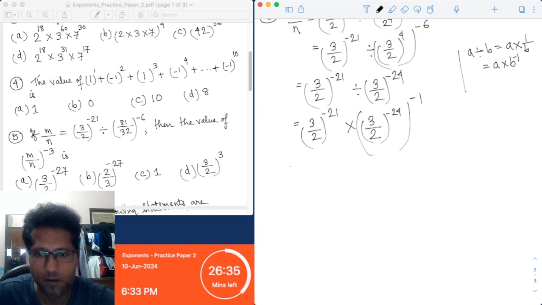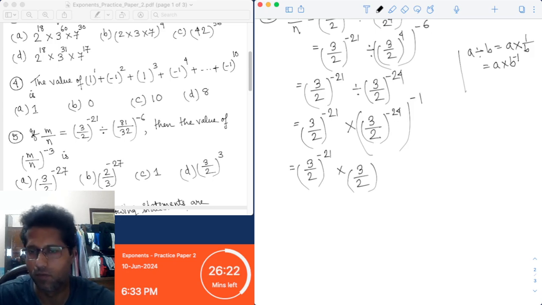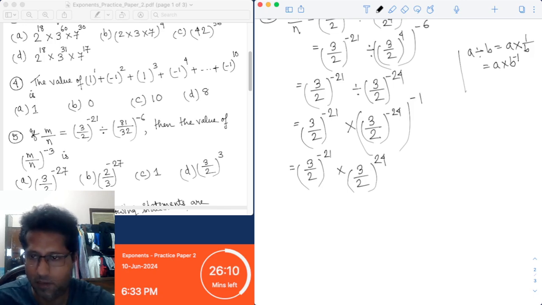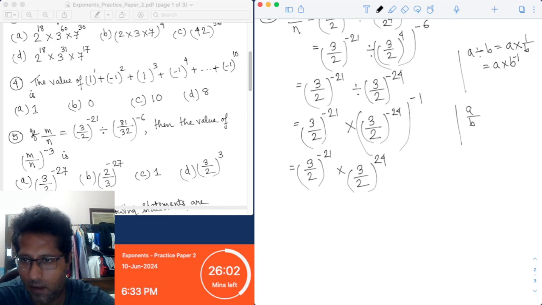Okay, this is (3/2) to the power 21 multiplied by (3/2) to the power minus 24 into minus 1, that is 24. Minus 24. So I'm applying some concepts. I'm not writing it down because I have to solve it in 40 minutes, even though a lot of time is left. Let me quickly say that the concepts applied, I'm writing it as a side note on the right hand side.